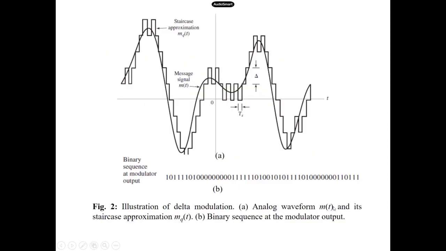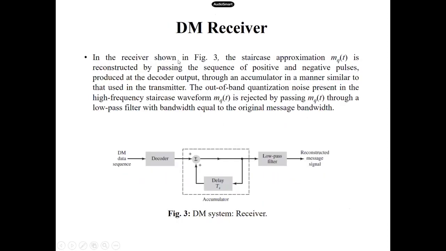So this is our analog signal waveform m(t). m(t) is here, this waveform, and its staircase approximation m_q(t). This is the staircase approximation depending upon the values we are doing it, and then we are generating this binary sequence at the modulator output. Now at the receiver, the staircase approximation is reconstructed by passing the sequence of positive and negative pulses produced at the decoder output through an accumulator in a manner similar to that used in the transmitter.